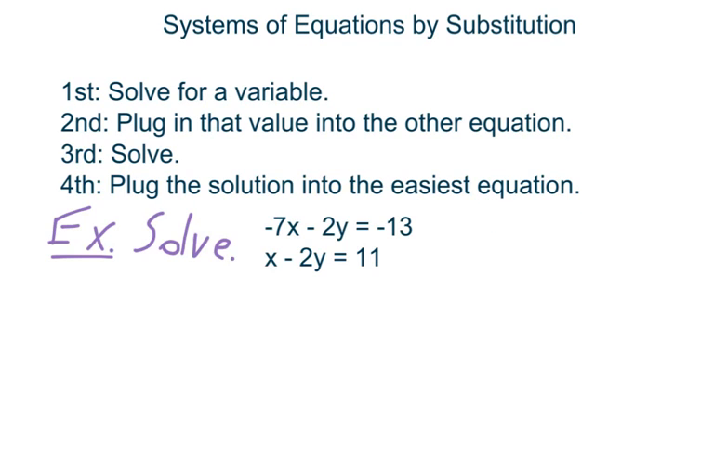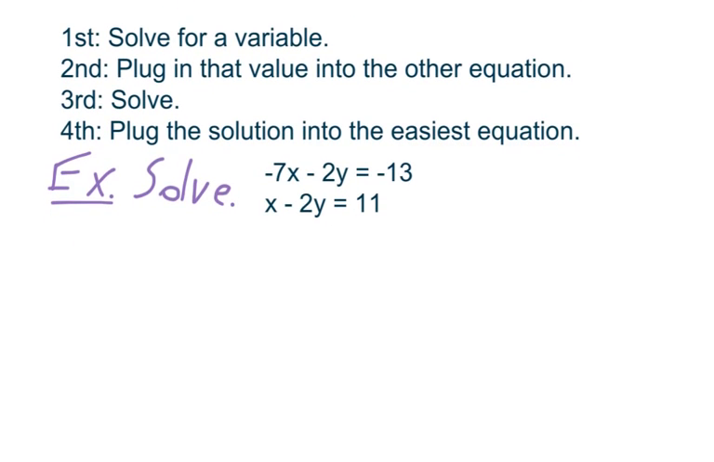Alright, so for example, if we wanted to solve negative 7x minus 2y equals negative 13, and x minus 2y equals 11, we look at our four steps, and the variable that's easiest to solve for is the one that doesn't have a coefficient. So the x doesn't have a coefficient. Well, it does. It's 1, but it has no number written in front of it. So we're going to solve for that one.